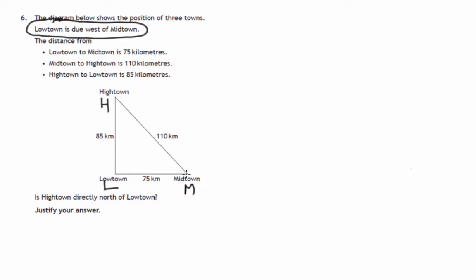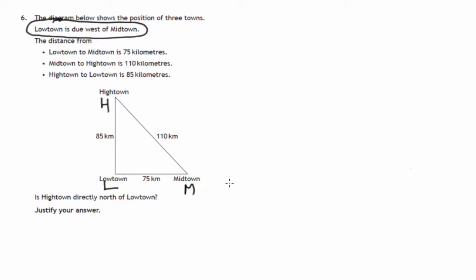So that means if you're travelling from Midtown to Low Town, from M to L, you're travelling due west. And if we have to decide whether High Town is directly north of Low Town, then travelling due west, when you arrive at Low Town, you would have to turn at right angles to your direction of travel to go directly north. So the question boils down to a different question. Is this triangle right angled at this angle here?